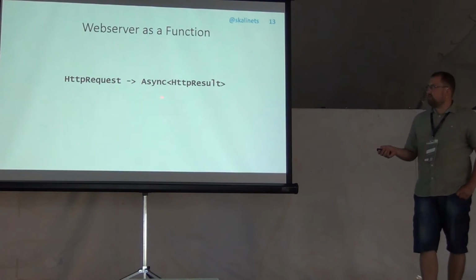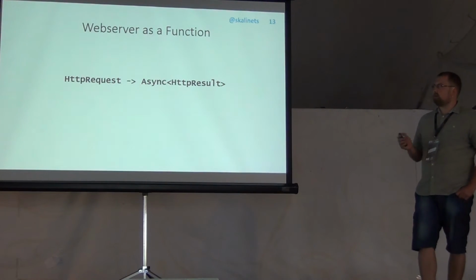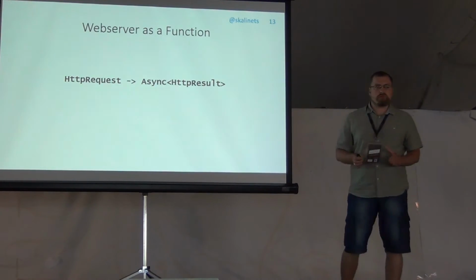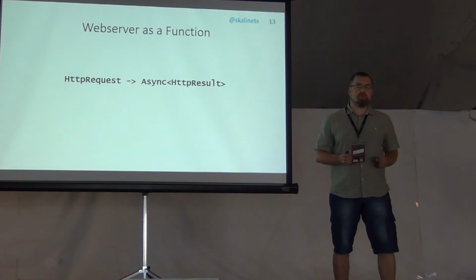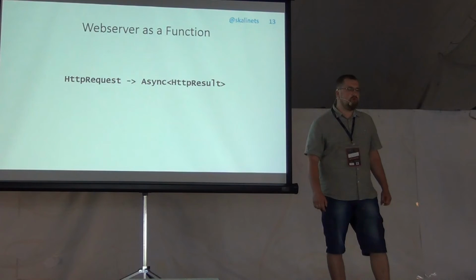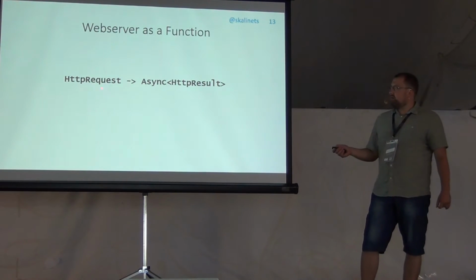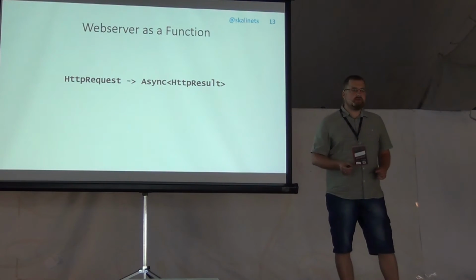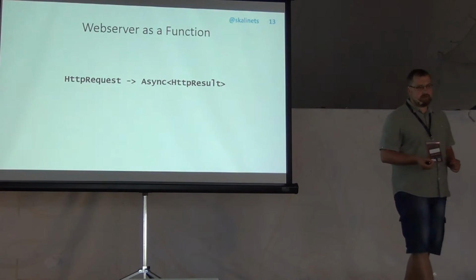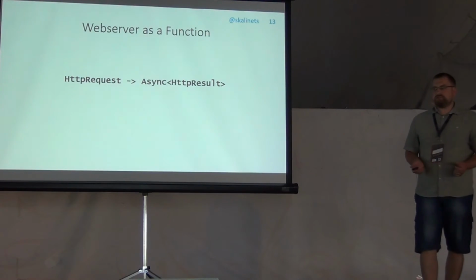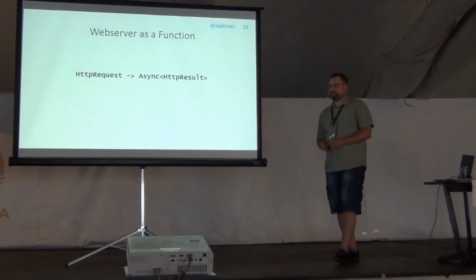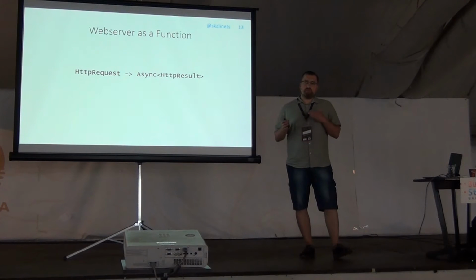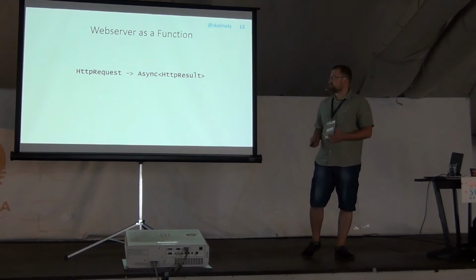So this is exactly what this means, except for async. Since we are talking about a web server, we are talking about input-output, and we would like our server to be asynchronous, so that there are no blocking calls. That's why we are taking a request and returning an async result. Async in .NET means task. In other languages, there is a more common concept called promise. So we are returning a value that may be already available or will be calculated in the future. It's kind of a promise.